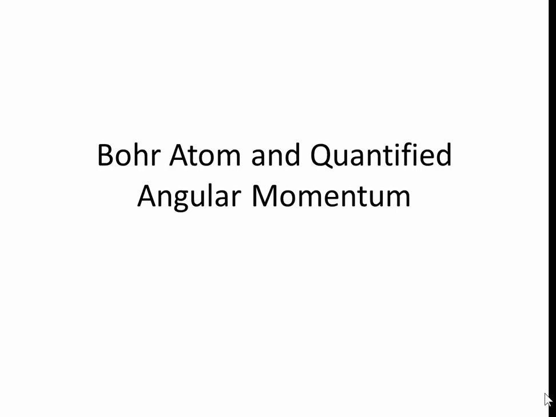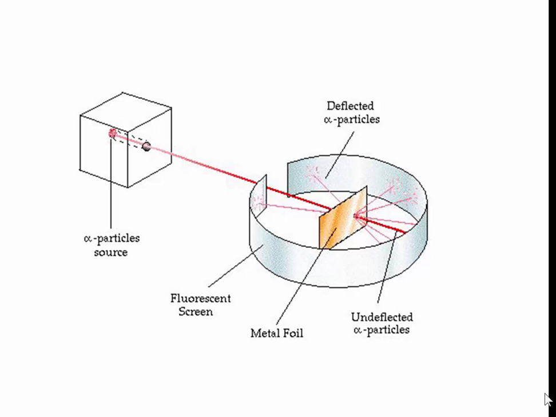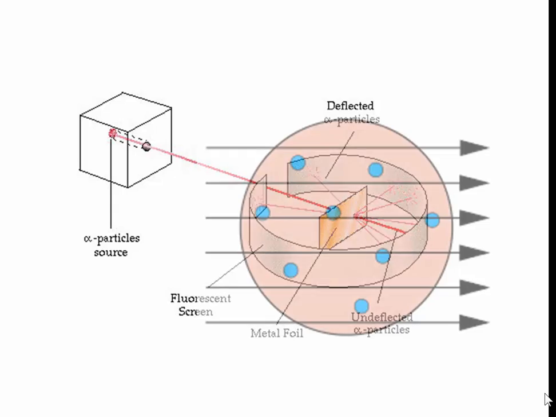Now we need to look at the Bohr atom and quantified angular momentum, whatever that is, but we will find out. When you fire alpha particles at some thin gold foil, most of the particles went through, but some of them bounced back, and that went against everything that people knew about the atom at the time.